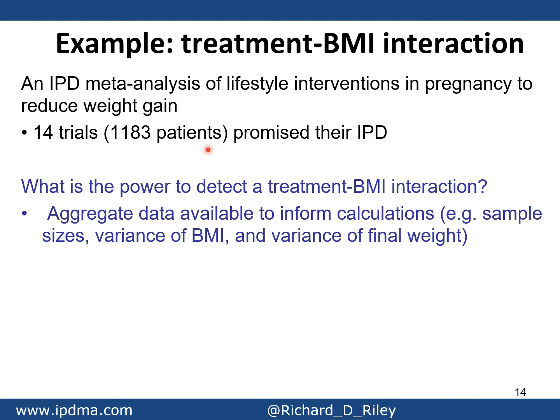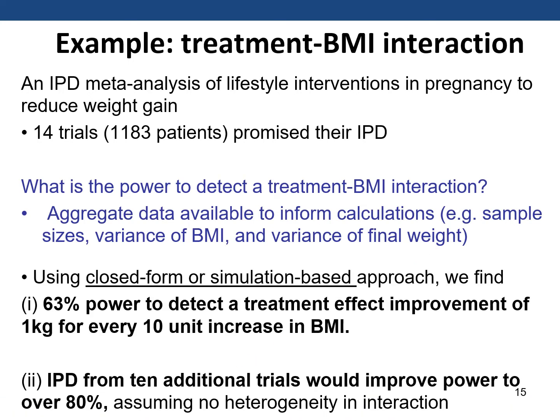Let's focus on BMI. Is there an interaction between treatment and BMI? And therefore I need to think about what aggregate data I'm going to need. The aggregate data available to inform the calculations were, from each of these 14 trials, the sample size, the variance of BMI, and the variance of the continuous outcome, which was weight at follow-up. And then we got that for each of the 14 trials and applied our calculations.